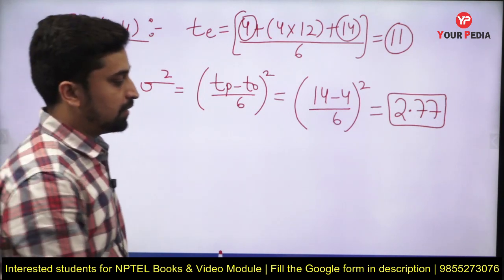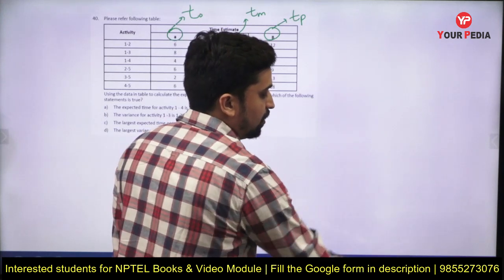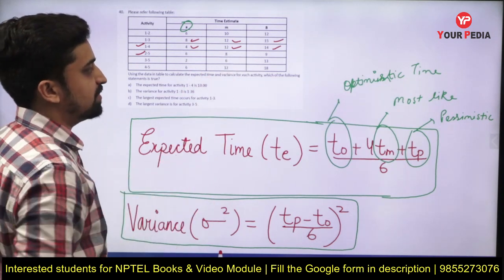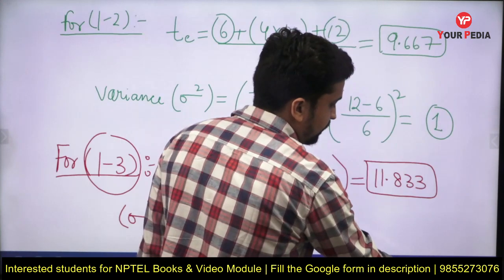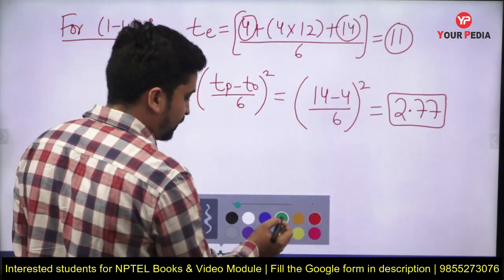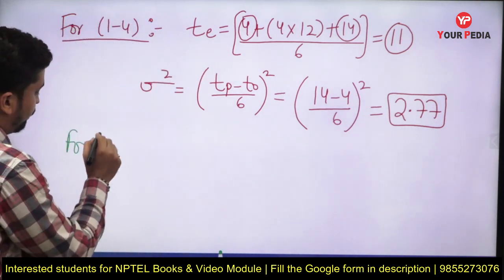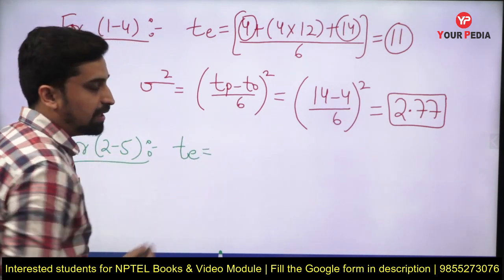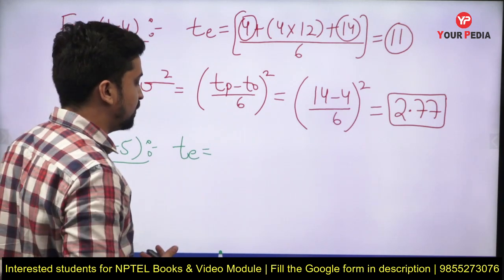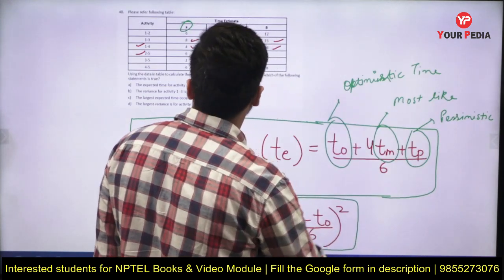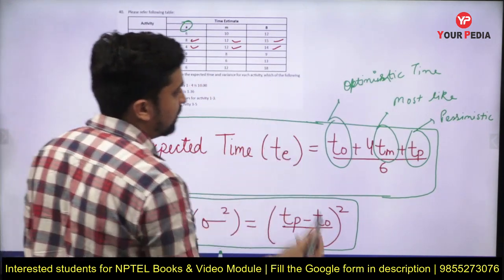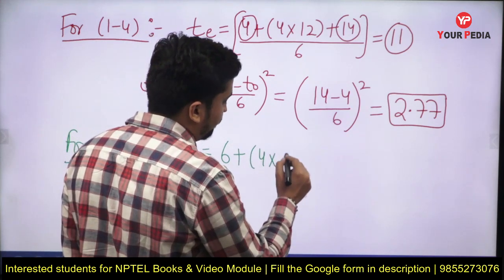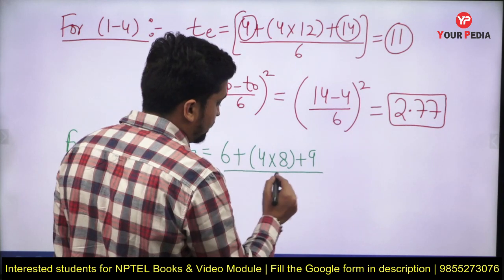So now we have calculated the expected time and variance of 3 activities. Now let us come on to our next activity, which is 2 to 5. So for 2 to 5, TO is 6, TM is 8 and TP is 9. Let us again do the same process. TE basically is TO plus 4TM plus TP divided by 6, and TO, TM and TP for 2 to 5 are 6, 8 and 9. Let us substitute these values. So this will be 6 plus 4 times 8, which is TM, plus 9 divided by 6.